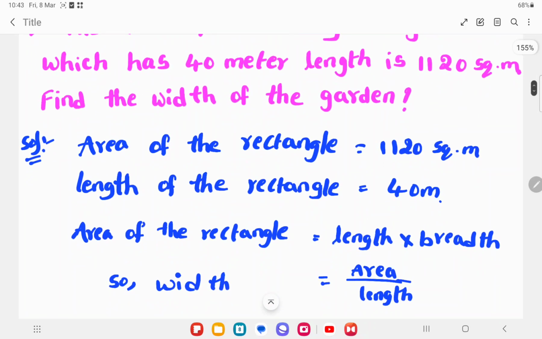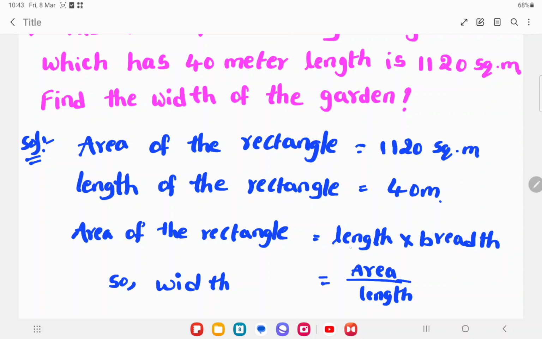Let's see the solution. Area of rectangle is 1120 square meters and length of the rectangle is 40 meters. Then you find the width of the garden. So we know that area of the rectangle is equal to length into breadth.